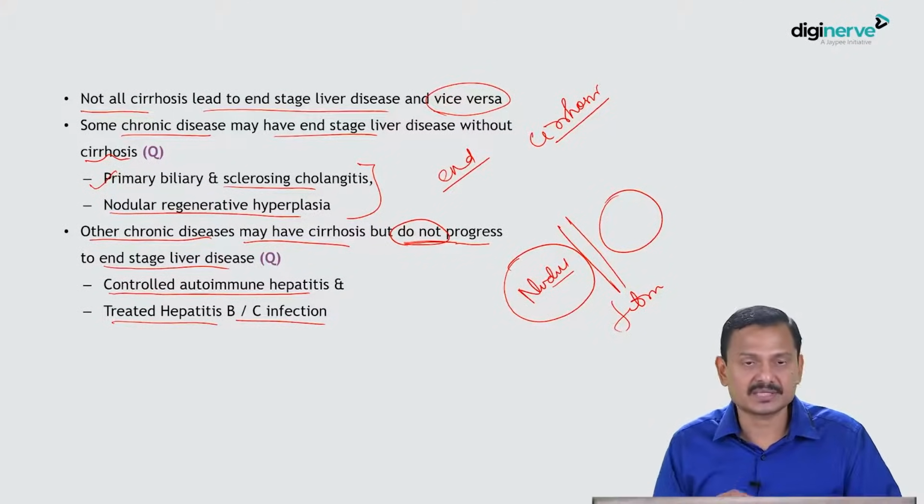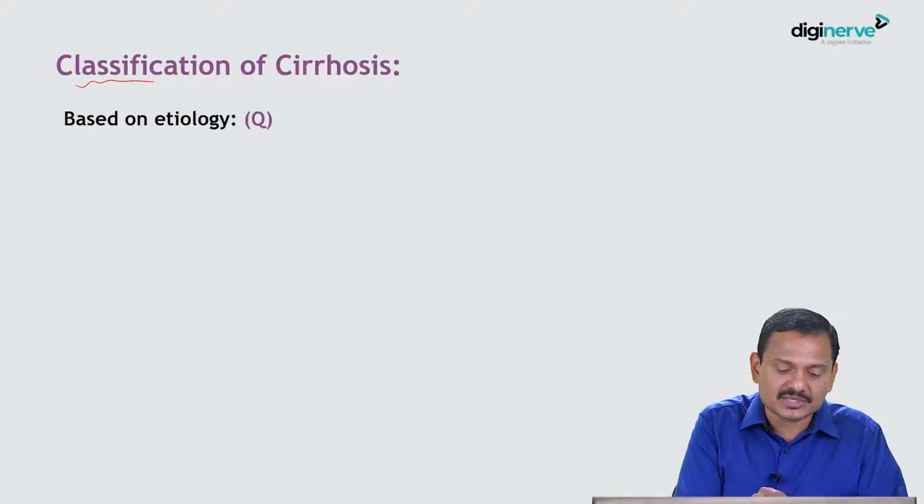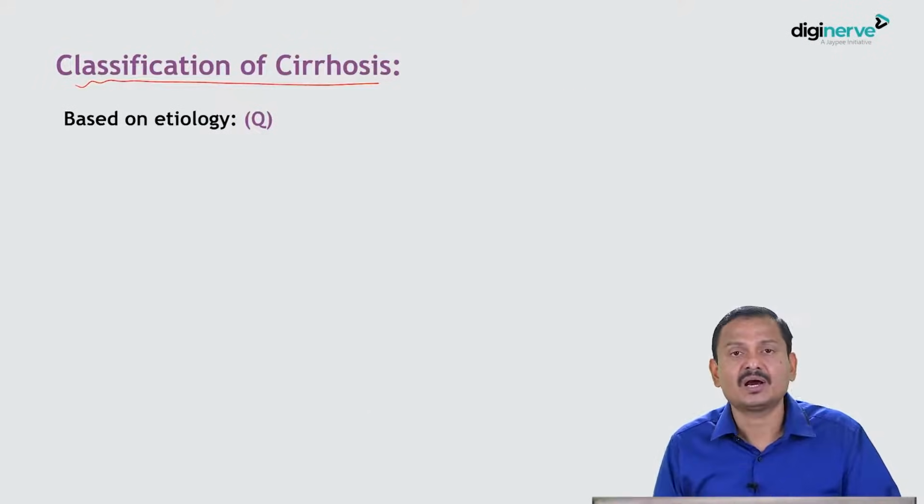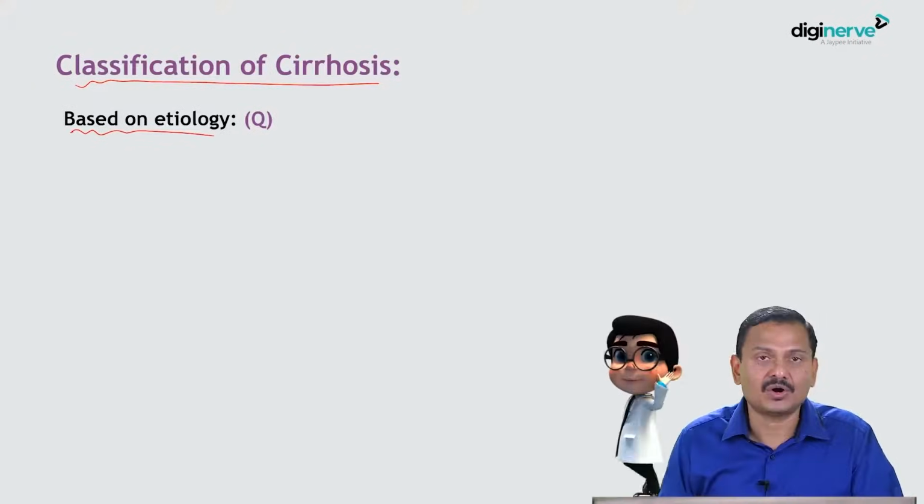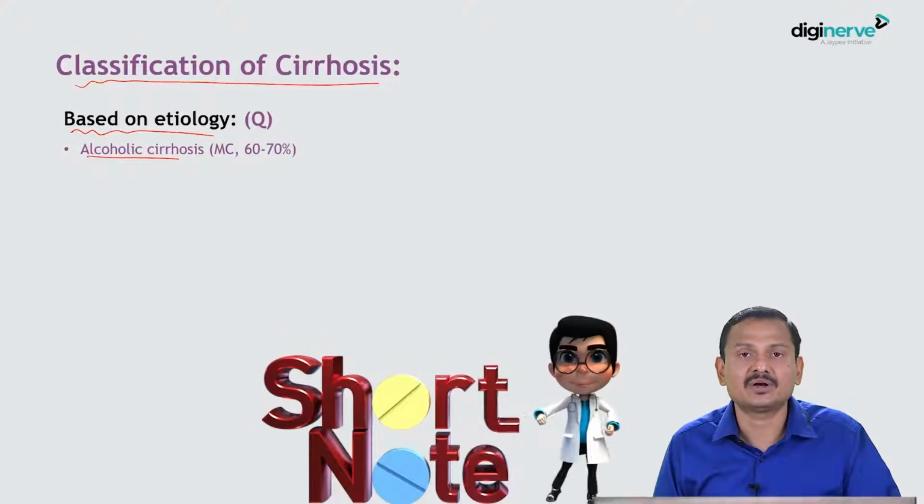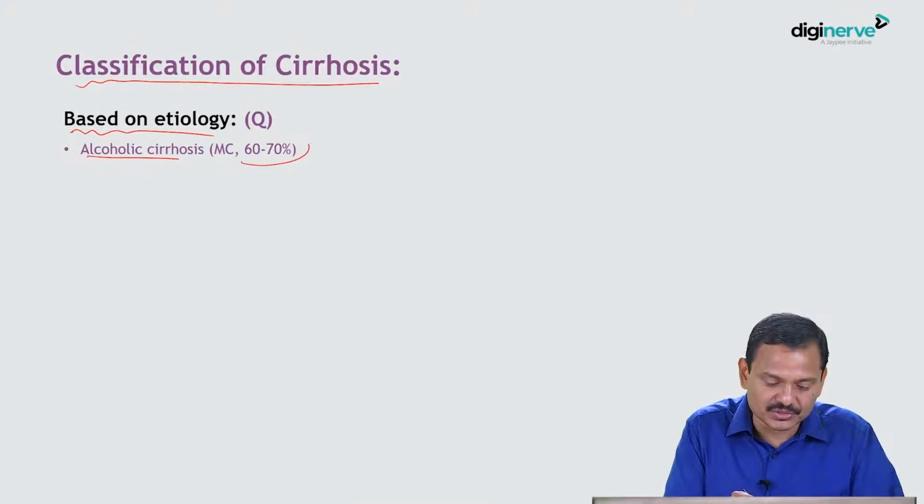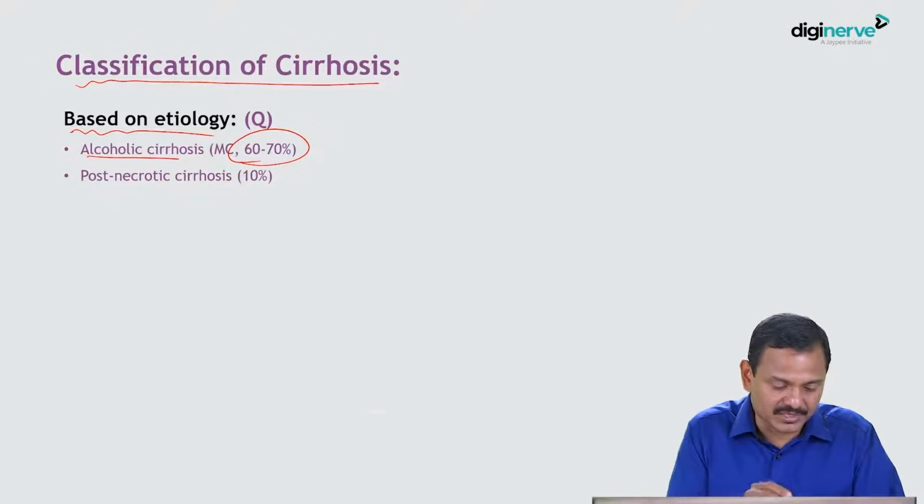So we have discussed cirrhosis. Now let's see how cirrhosis is classified, etiologically or based on morphology. First, based on etiology, it can be alcoholic cirrhosis, and alcohol is the most common cause of cirrhosis and accounts for 60 to 70% of the cases.